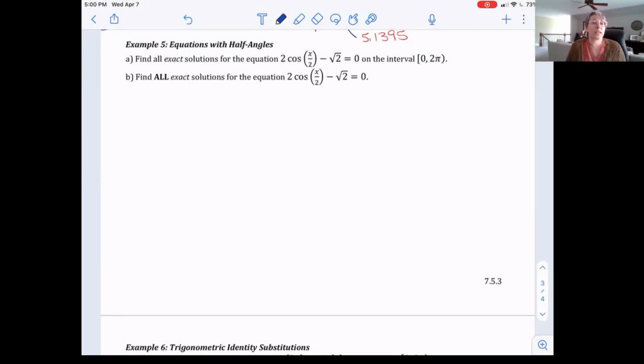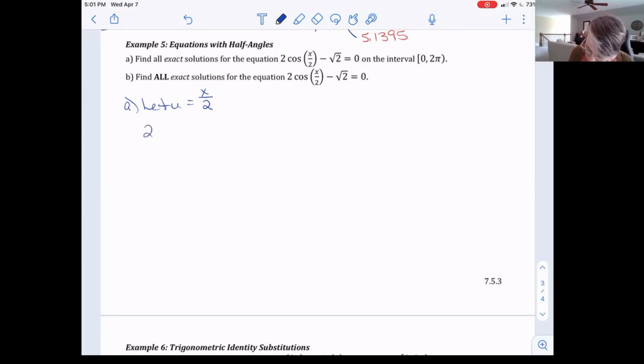In example 5, they're wanting us to find all exact solutions for this equation, 2 cosine of x over 2 minus the square root of 2 equals 0. Part A is over an interval, 0 to 2 pi, and part B is all exact solutions, and they did not give an interval. So it's just to remind us that they may ask us just for a finite number of answers, or they may ask us to represent everything, and that's where the k and the period comes in. So one thing that might help, again, is to let u equal our x over 2. You don't have to in these, but sometimes it's easier for some people to work with it that way.